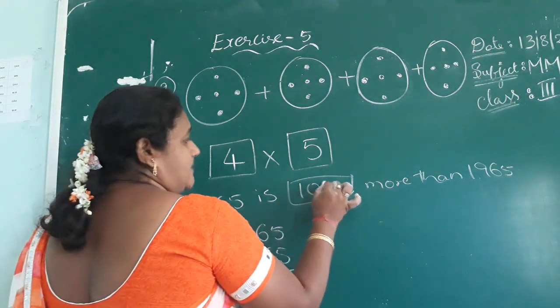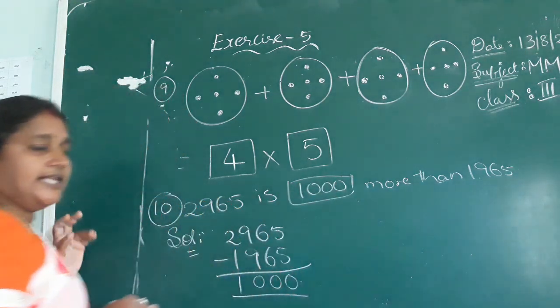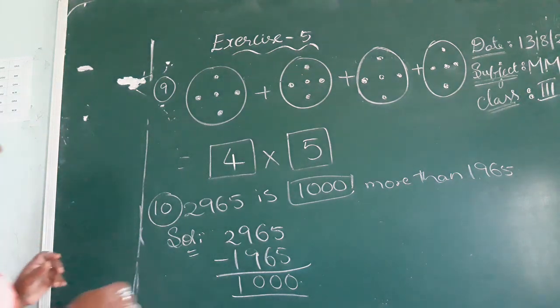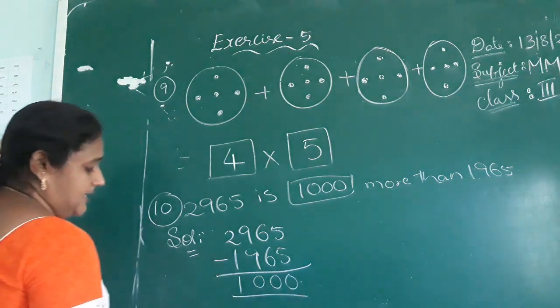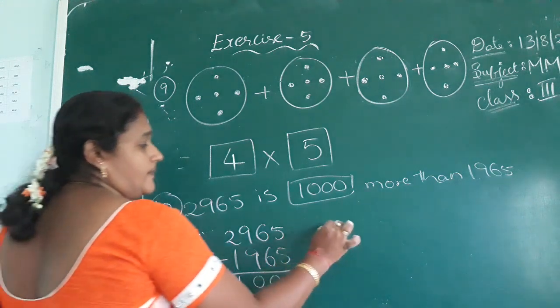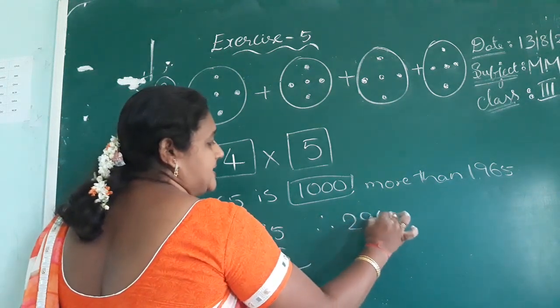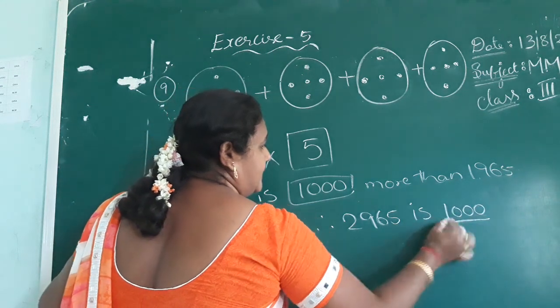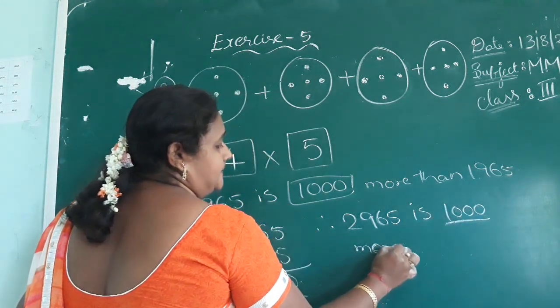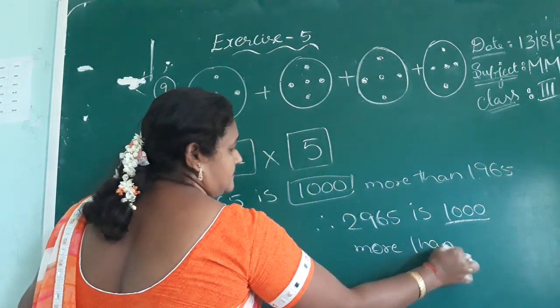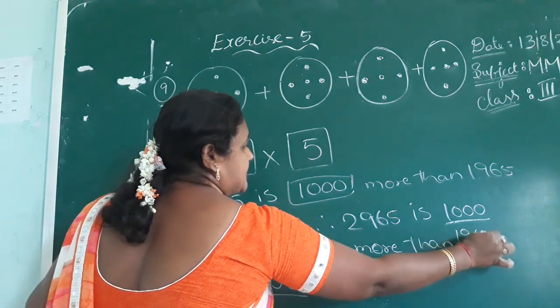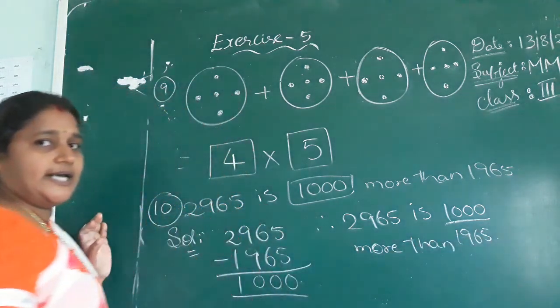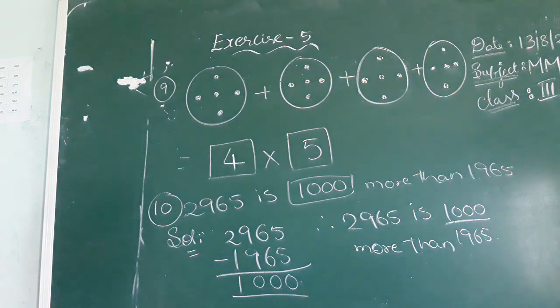So 1000 more than 1965. What conclusion step do you have to write? Therefore, 2965 is 1000 more than 1965. Like that we can see.